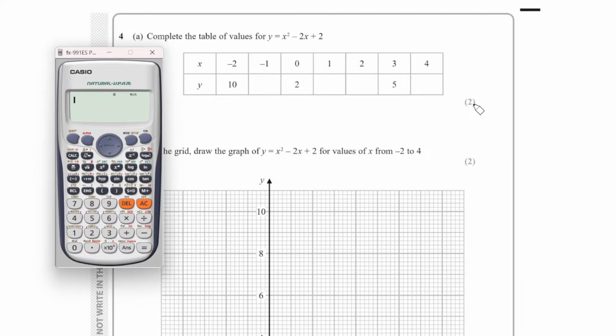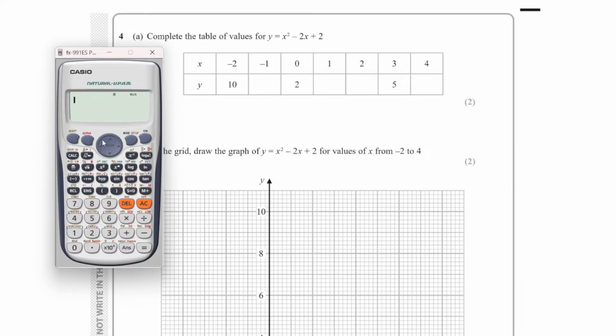I know there's space here, but you see where the marks are? That's technically where the question ends. So there isn't really any working out space. So they've hinted that they don't want us to necessarily physically work out each one individually. So I would probably just set it up in the calculator.